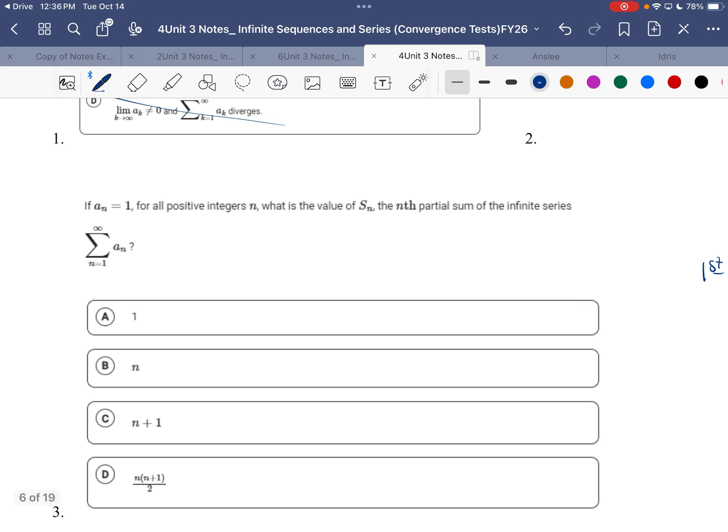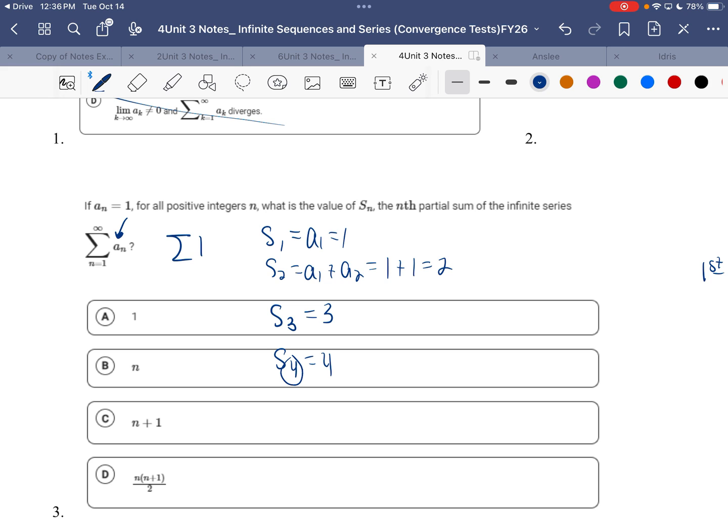Okay, doing the partial sum. This one was also diverging, but that's not what it was asking for. It was asking you to identify the pattern of the partial sums. So S1, we're finding the sum of 1, right? Because A_N is 1. S1 would be A1. S2 would be A1 plus A2, which would be 1 plus 1, which is 2. What do we think S3 is? 3. What do you think S4 is? 4. Look, the ends are matching each other. So it's not n plus 1. It's just n.